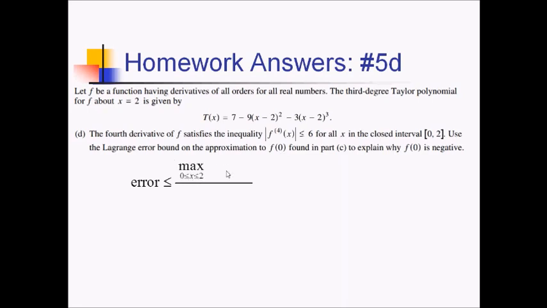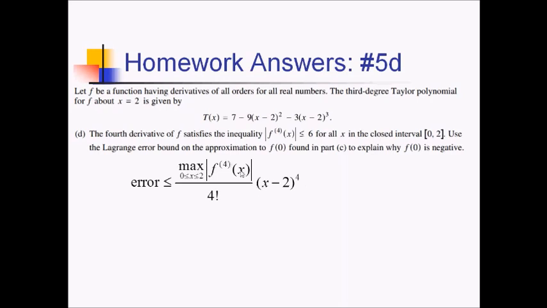Which derivative? Well, we're using this polynomial here, which is third degree, so that means we need the fourth derivative. So we want the absolute value of the fourth derivative of x over fourth factorial, and then we're going to do x minus 2 to the fourth power, which we don't need absolute value on because this is an even exponent. Time to plug some things in now.